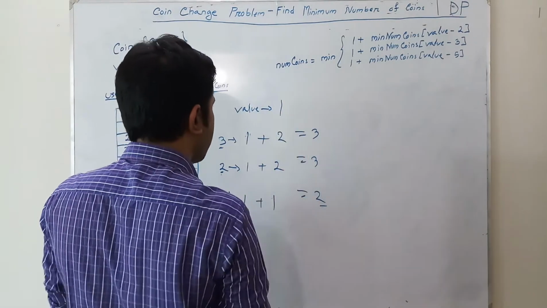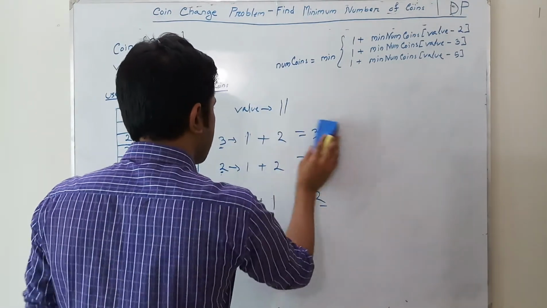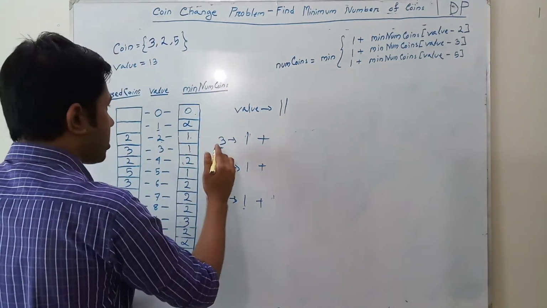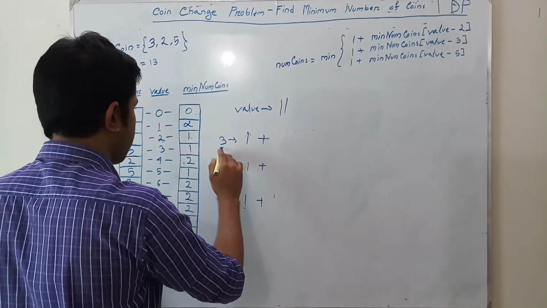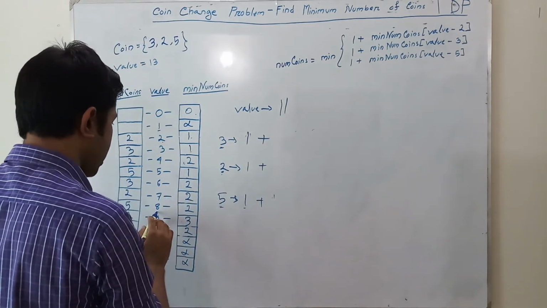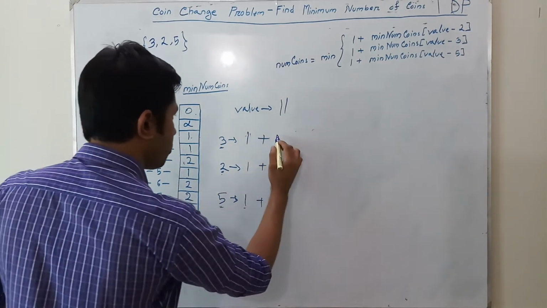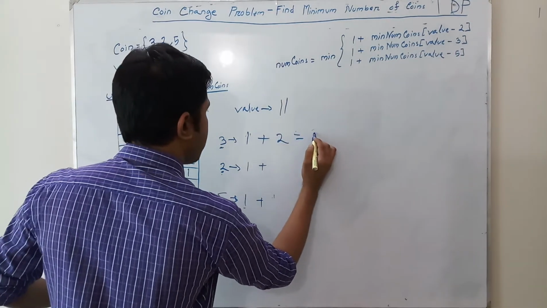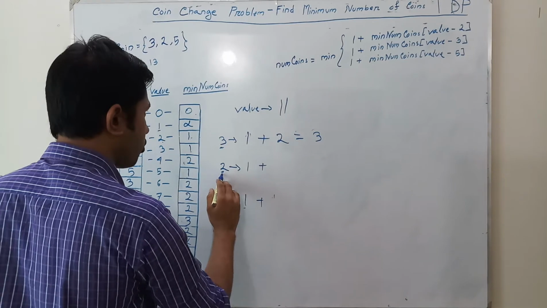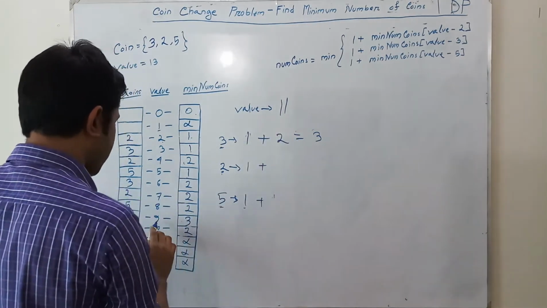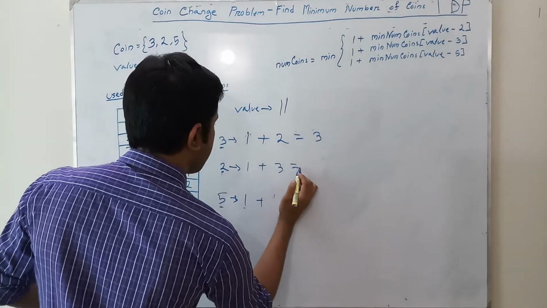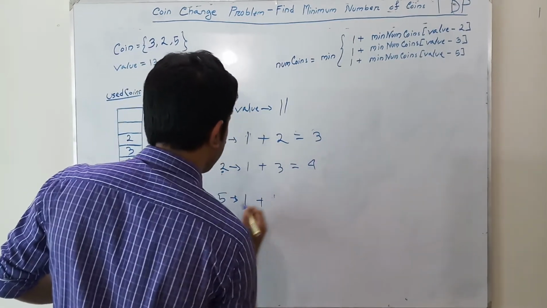When the value is 11, after using the denomination of the coin value 3, we have remaining value 8, and for the value 8 the minimum number of coins is 2. So the value will be 3. After using the denomination of the coin value 2, we have remaining value 9, and for 9 the minimum number of coins we need is 3. So here the value will be 4.